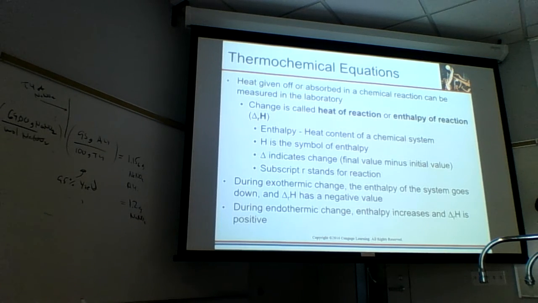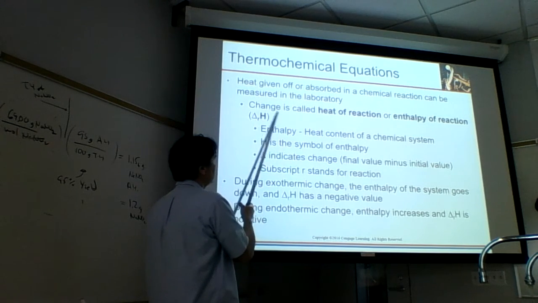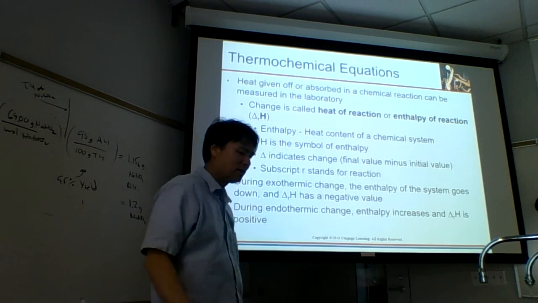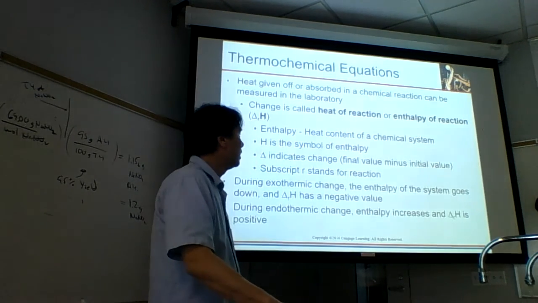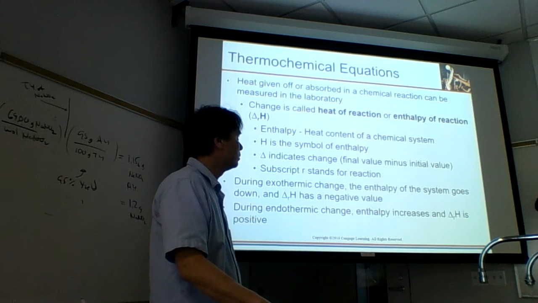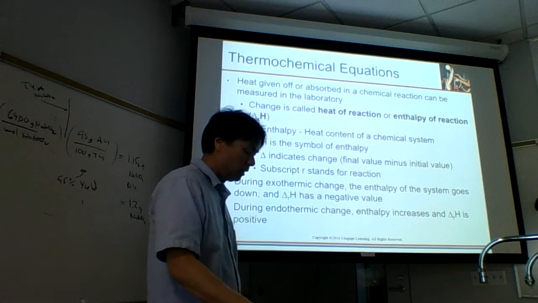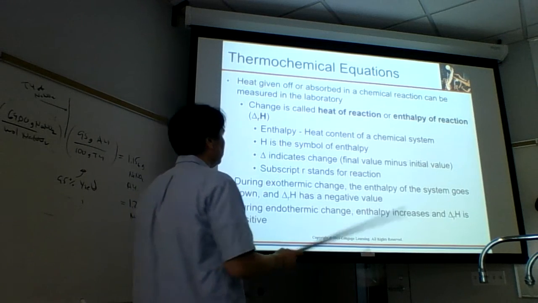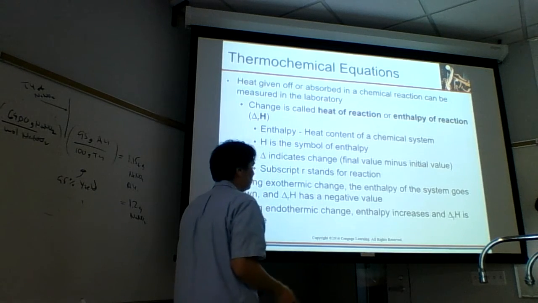So heat given off or absorbed in a chemical reaction can be measured in the laboratory. The change is called heat of reaction, or enthalpy of reaction. Enthalpy is a thermodynamics term that talks about energy. You could call it energy of reaction, but there are different subcategories of energy and ways we look at energy, and one of them is called enthalpy. Enthalpy is often exchanged as heat of reaction, enthalpy of reaction, but there are other heats too.